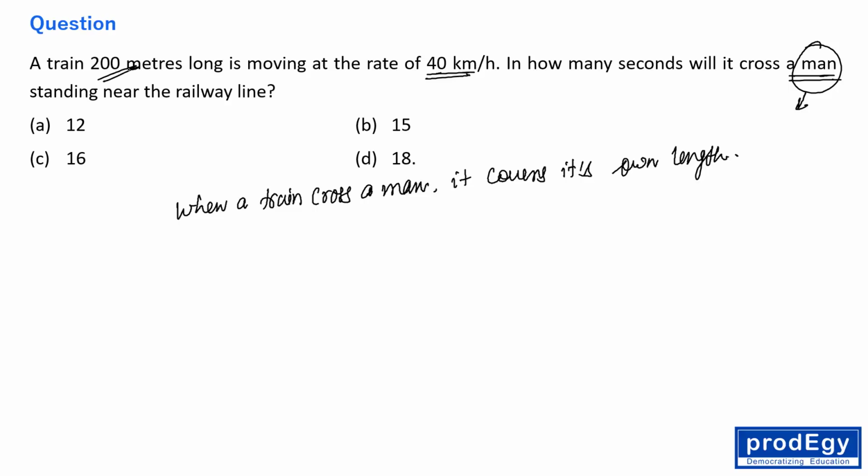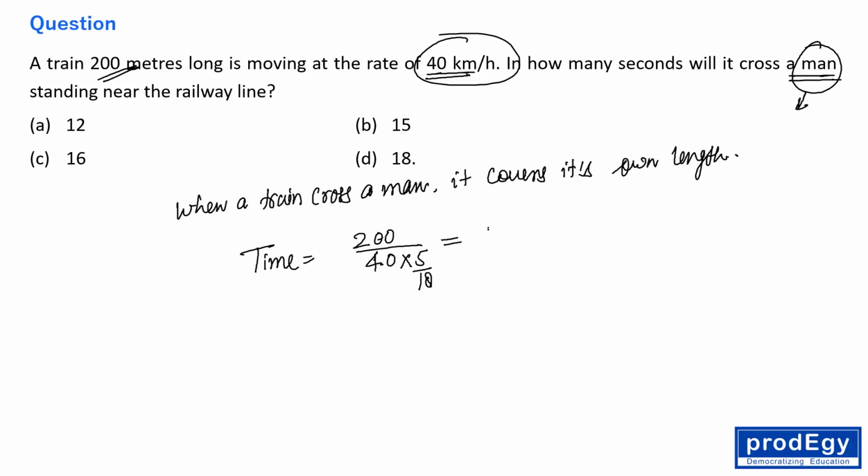In fact, if a train crosses a man, it means it is covering 200 meters, at the rate of 40 kilometers per hour. So time is what? Time is distance upon speed. Distance is 200 meters, and speed is 40 kilometers per hour, so this is 5 by 18.